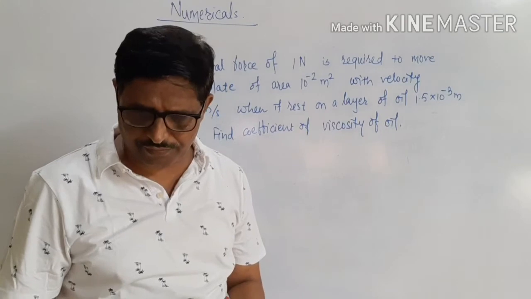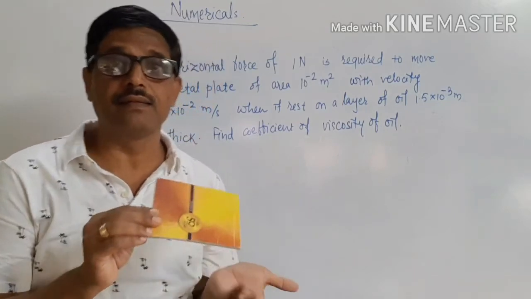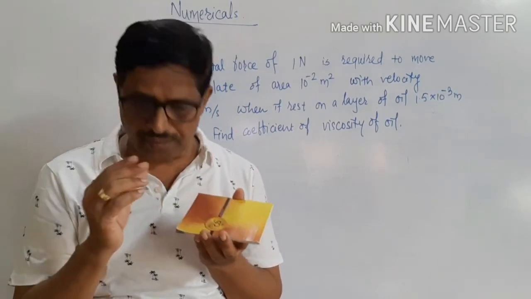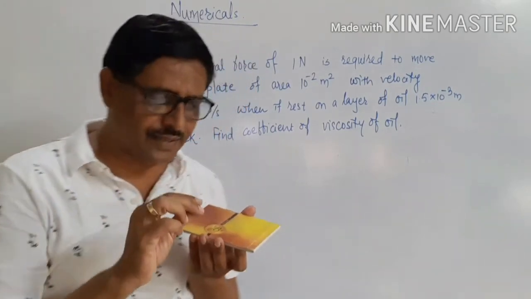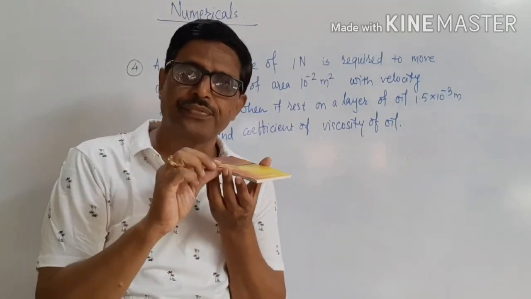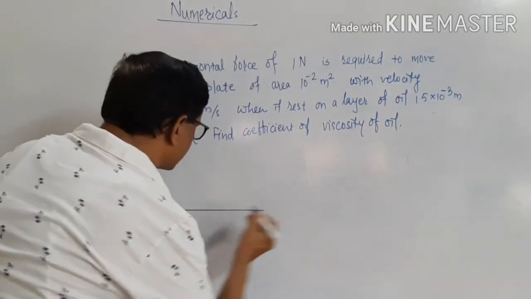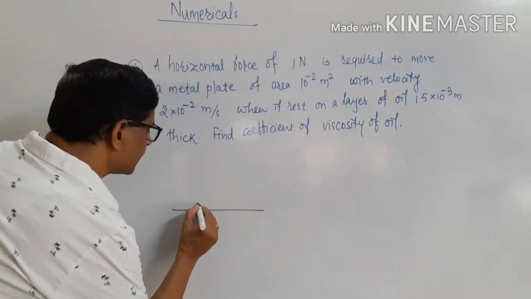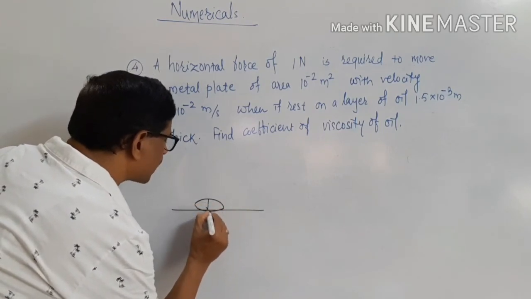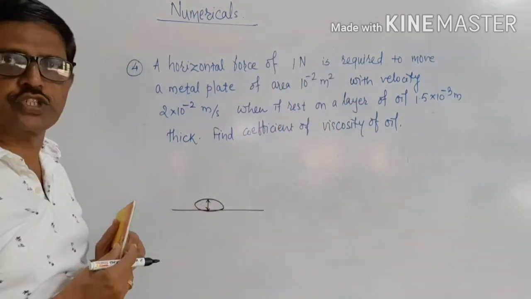Let us consider, for the sake of convenience, this paper pad as a metal plate. Actually it's a paper pad, but we will take it as a metal plate. On this metal plate there is a drop of oil. The drop of oil will be like this one. It has a thickness of 1.5 into 10 to the power of minus 3 meter.